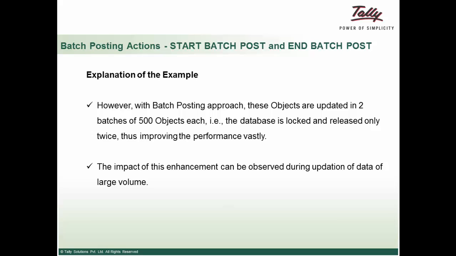When batch post is used, what will happen is the first 500 objects will be collected and pushed to the database in one shot. So when that 500 is getting pushed, the database will be locked for that one particular time and released. After that, for the next 500, it will lock it for the second time, push the data, and release. So when there is a large data volume that has to get flushed, it will take less time to push more data.